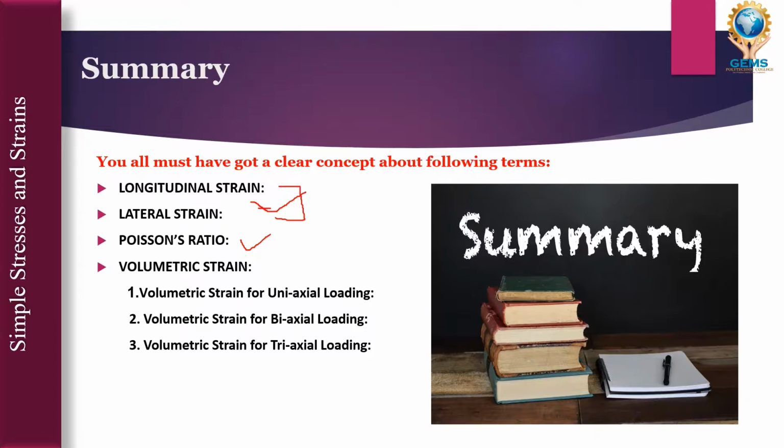Why? Already I have told you strain has no unit. Strain is change in length by original length, so meter gets cancelled, or centimeter gets cancelled, from numerator and denominator. That means the same unit gets cancelled from numerator and denominator. Understand? That's why strain has no unit. If strain has no unit, then Poisson's ratio also doesn't have any unit. That means Poisson's ratio is also dimensionless. Understand? Now we will see volumetric strain.